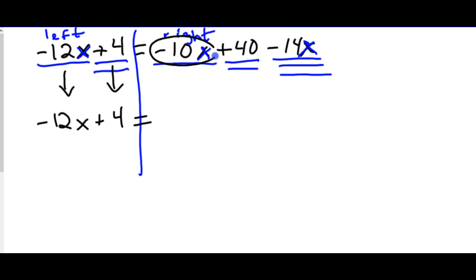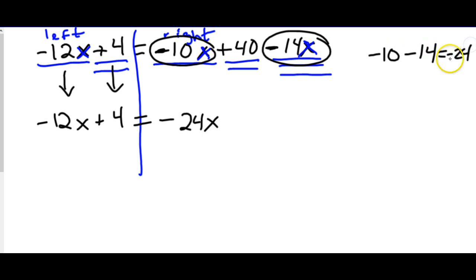Combining them together, negative 10 minus 14 would be negative 24x. We use the sign in front of the term, and we just combined the numbers out front. Negative 10 minus 14 was negative 24. We just leave the x how it is. The 40 didn't have anything to combine with, so we just bring it down, plus 40.